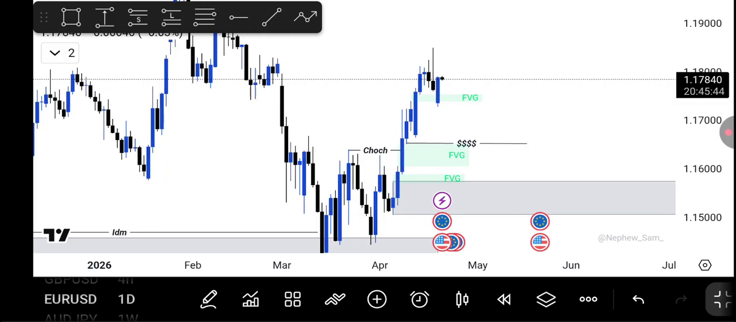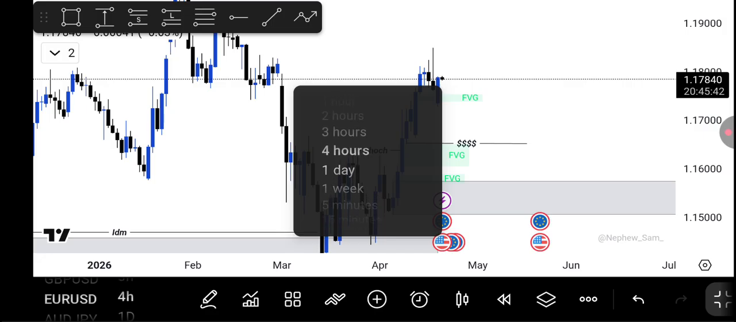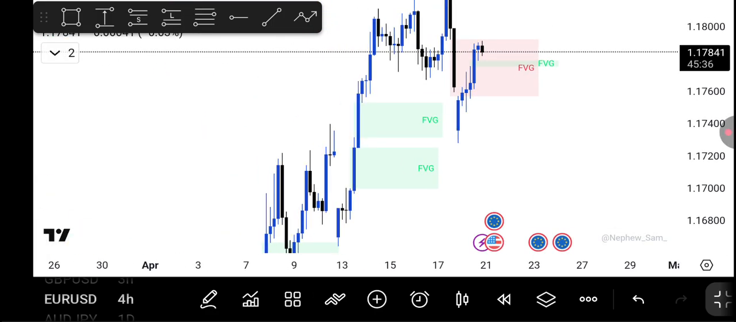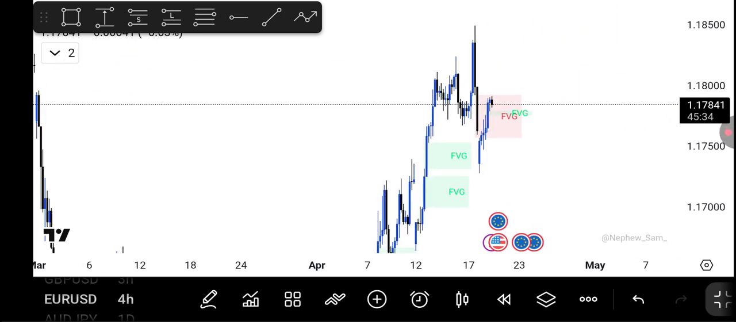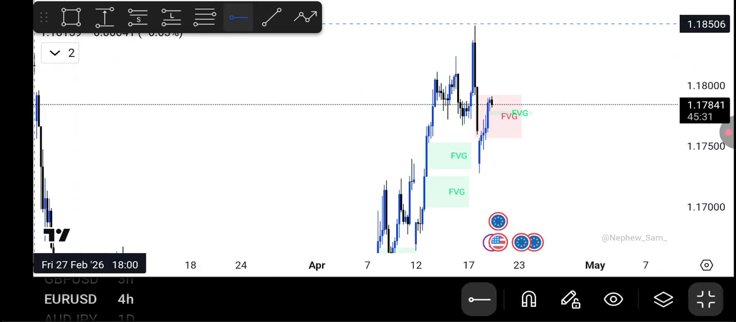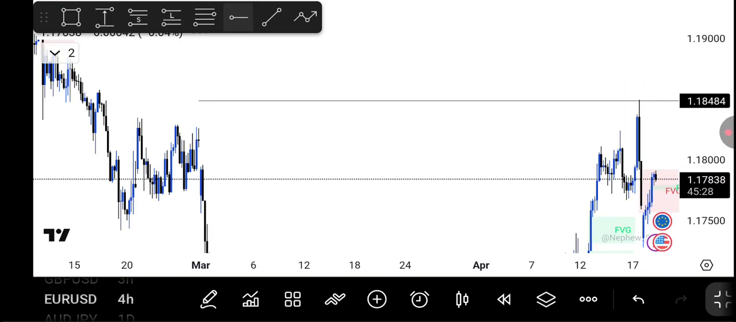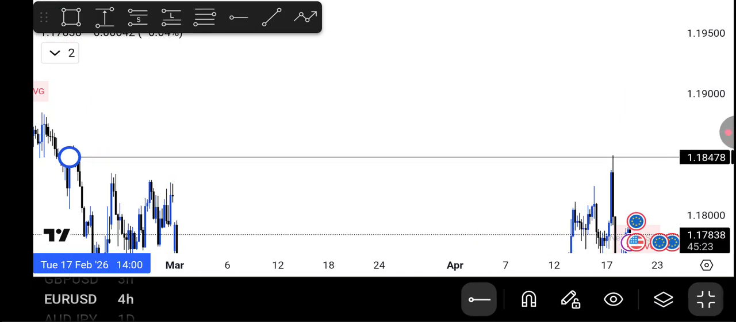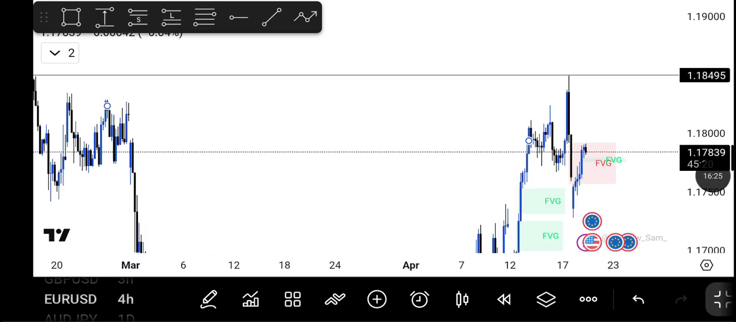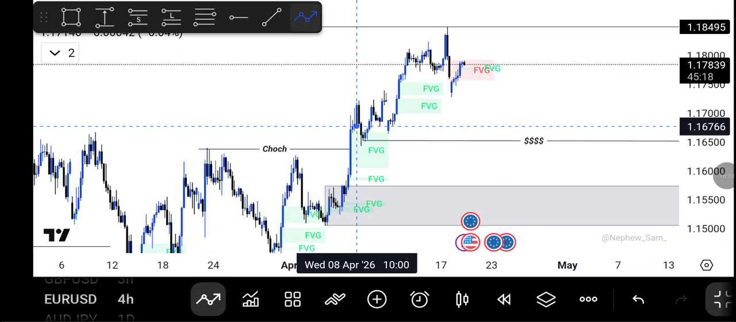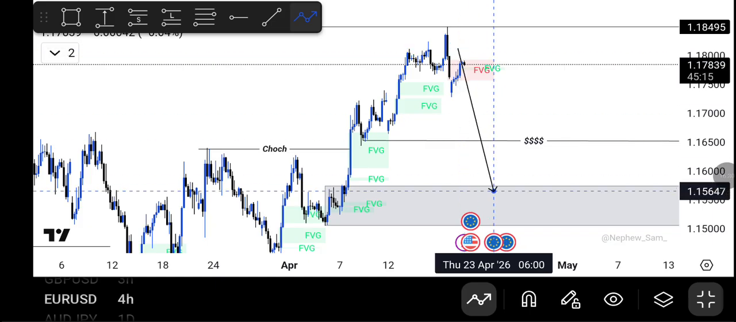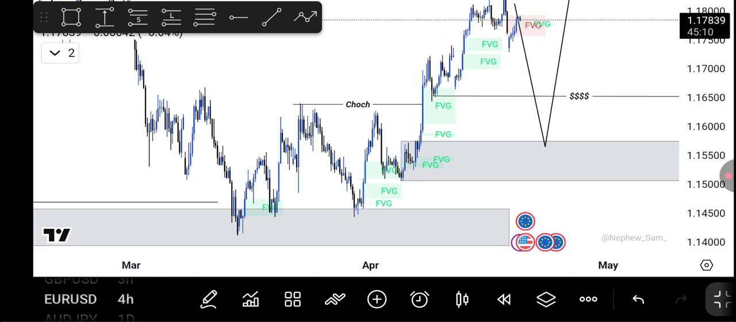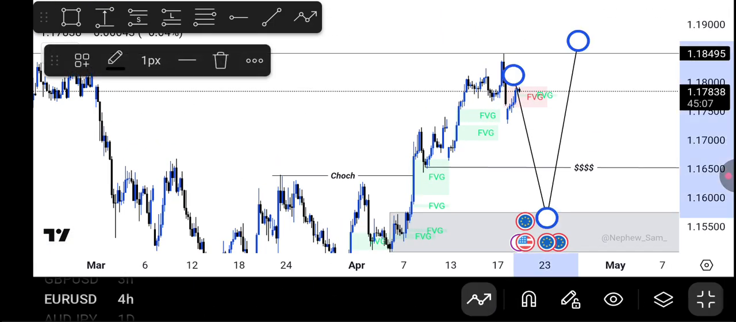So let's move to our 4-hour time frame. What can we see on the 4-hour time frame? For me, I'm going to mark out this reaction, this area, as my protected high, because I'm expecting EURUSD to come back to this daily point of interest before moving back to the upside.